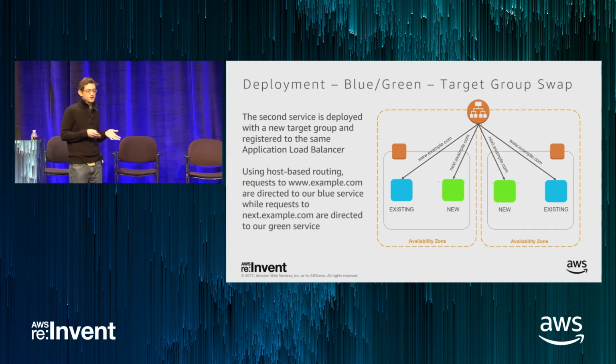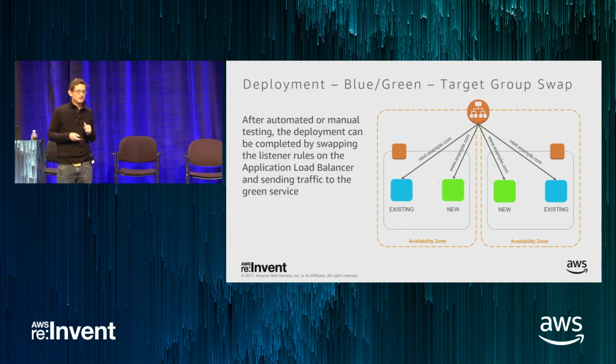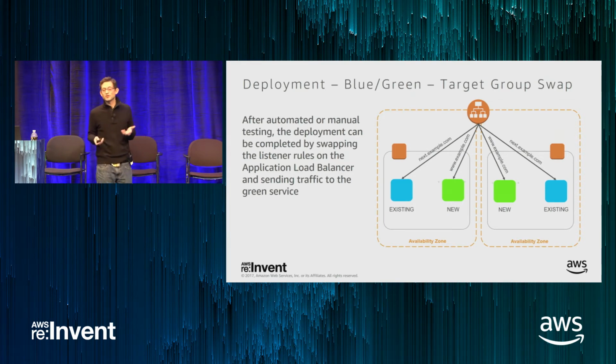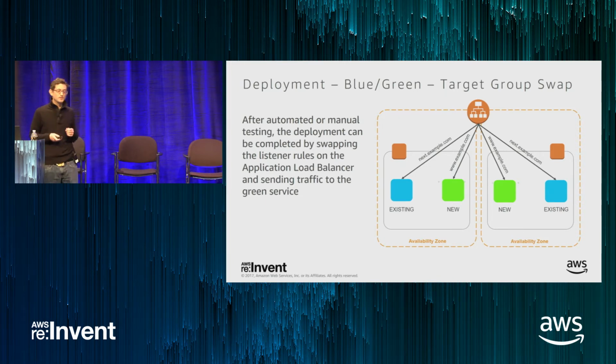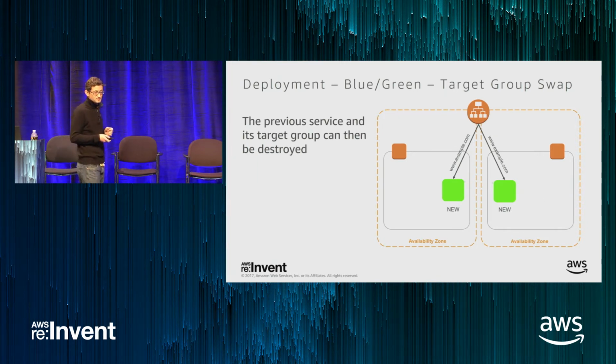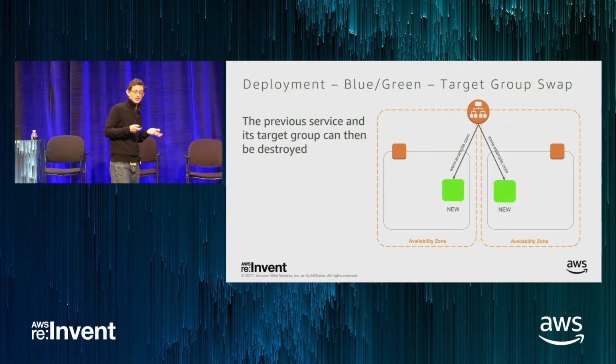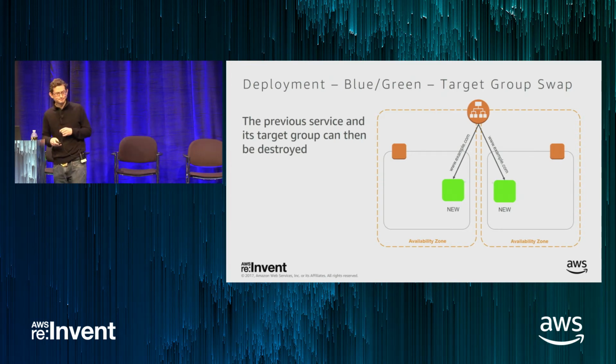The blue service is serving requests at example.com, whereas the green service is responding to requests at next.example.com. After we're done testing the green version, we call a function to swap the listener rules on the ALB, which starts sending traffic for example.com to the green version of the service. Once we're satisfied that the green version is working as expected, we can then kill the blue version of the service and its associated target group.